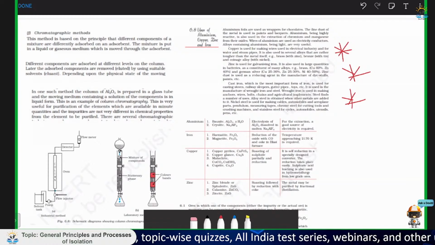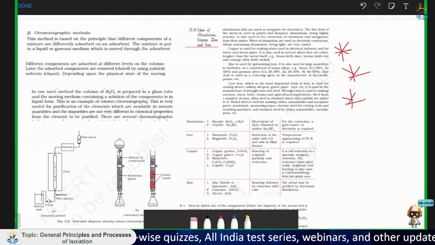Wires of aluminum are also used as electricity conductors. Alloys containing aluminum, being light, are very useful to manufacture airplane parts, submarine parts, etc.